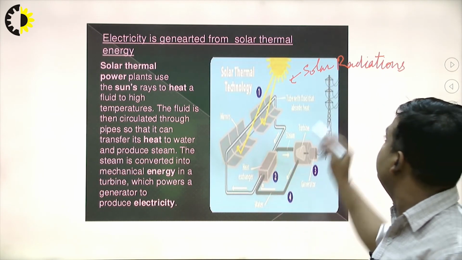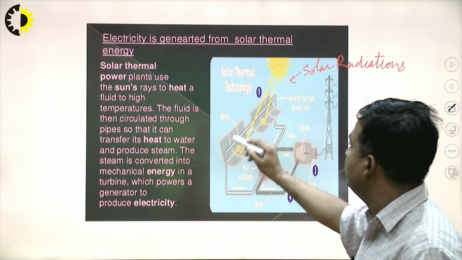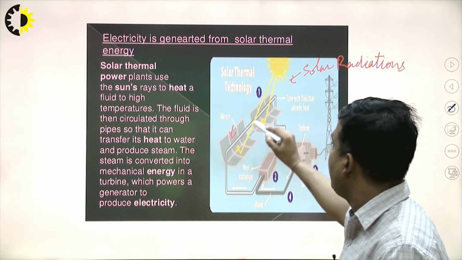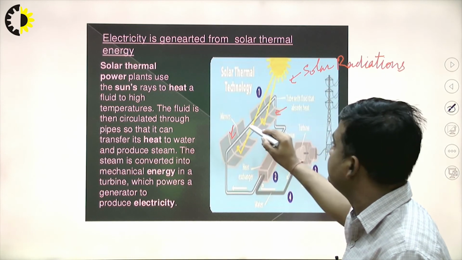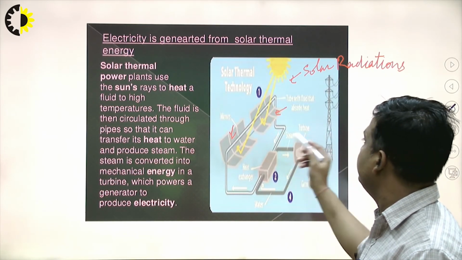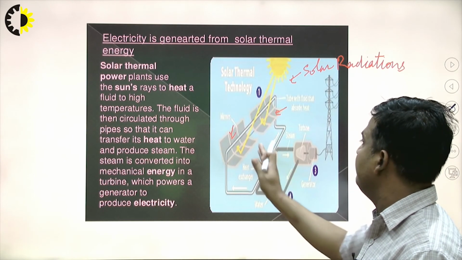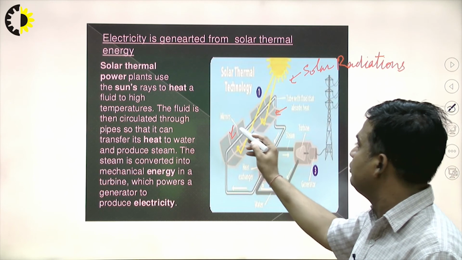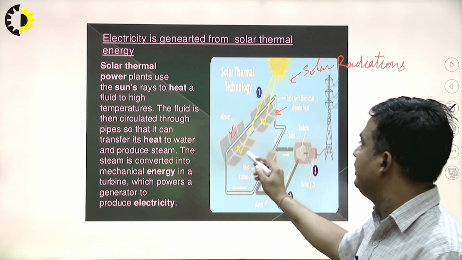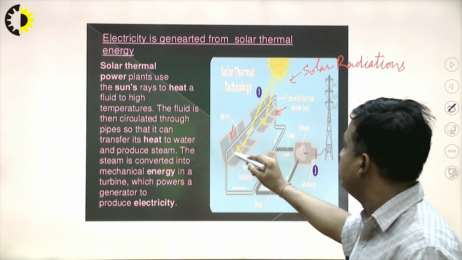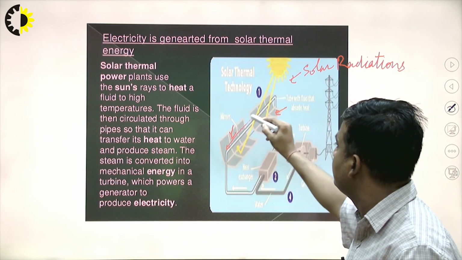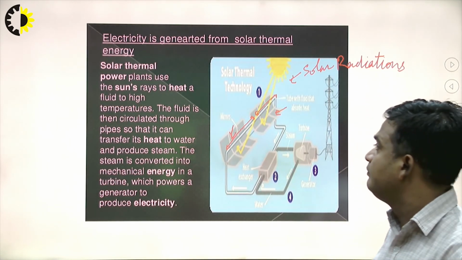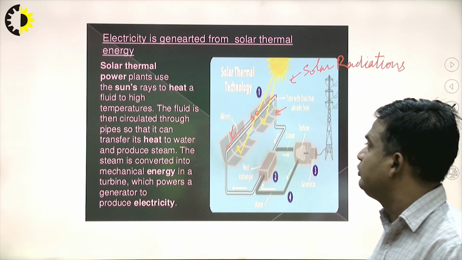Solar radiations fall on this mirror. These surfaces are basically mirrors having certain curvature. So when solar radiation falls on this surface, it gets reflected and falls along this region. So this is basically the focal point. The fluid is circulated through pipes.